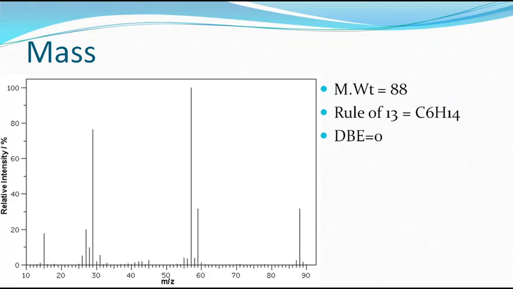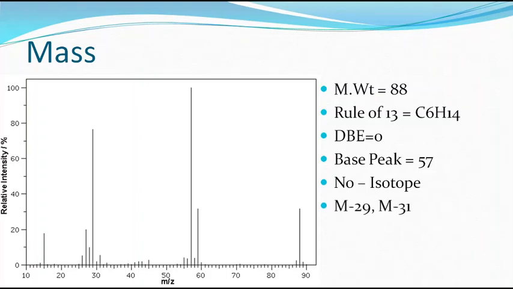Okay, we shall progress. The base peak is exactly at 57. If you see the fragmentation pattern, there is no isotope. There are carbon isotopes but no other prominent isotopes. And in the fragmentation pattern, this peak is the M-29 peak and this is the M-31 peak. They give some information about groups like CH3O. Okay, we shall see that later.